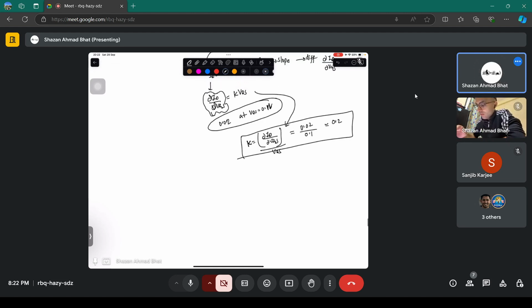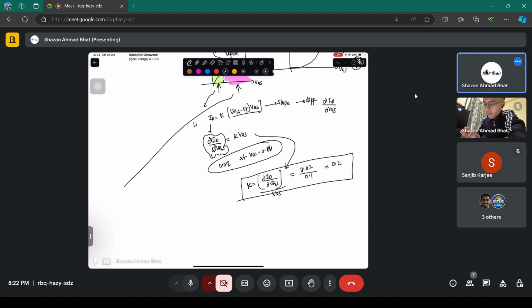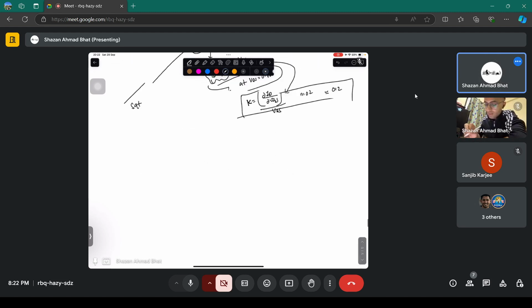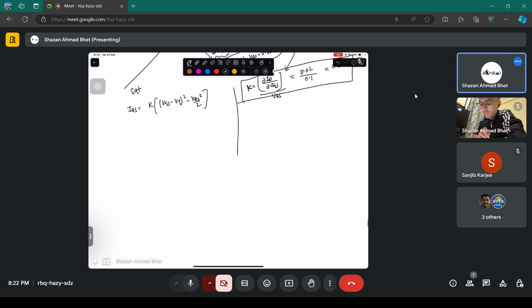And now what you are going to do is find the slope in saturation. This was in linear. Now in the saturation region, you have to write the current equation again. IDS is equal to, let's use the same K, this transconductance, times VGS minus VT square, divided by 2. This is the overall current equation in the saturation region.